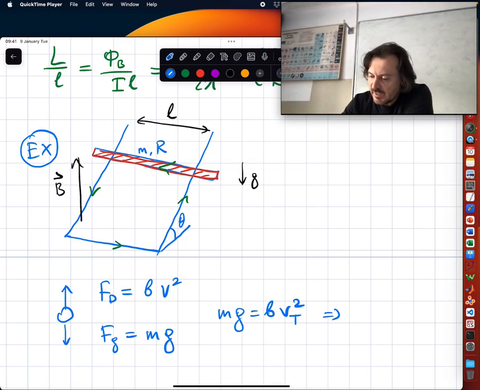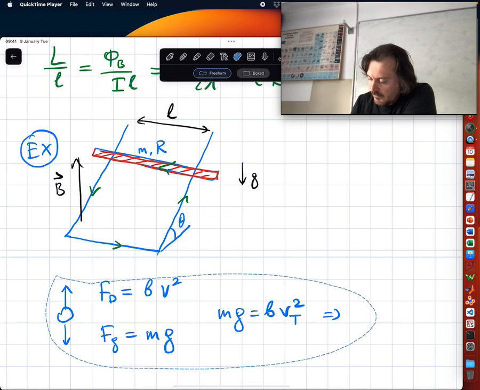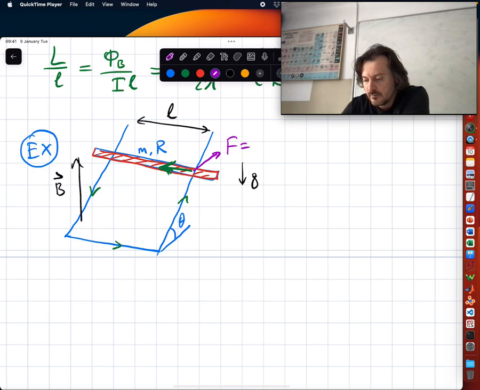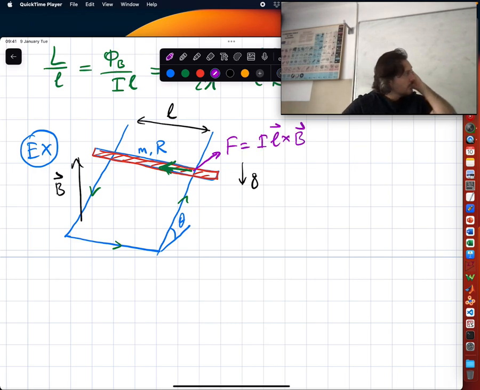So in this particular case, as it goes down, there will be current induced in this direction, but B is pointing up, which means that there will be a force, L cross B, in this direction. Do you understand why? Current goes like this, B goes like this, up, right? L cross B is in this direction.